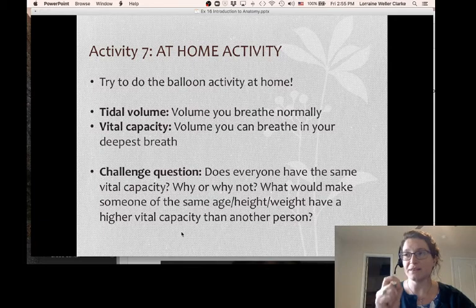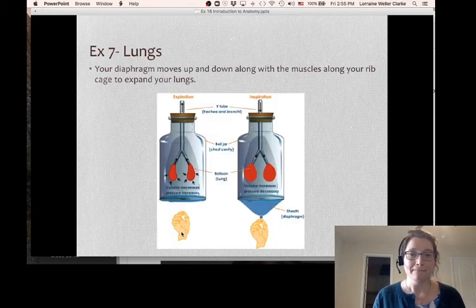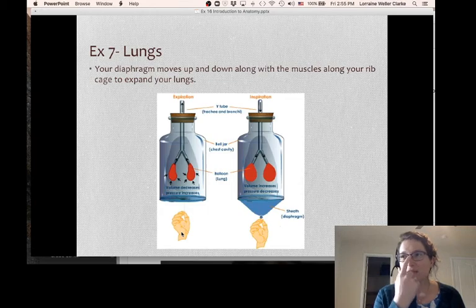Activity 7, make sure you read through it. I'm not doing it with you, so make sure you read through it, answer all the challenge questions, okay? And do it if you can. If you can't do it, then make sure you understand what you probably would have found if you did do it. All right, so this is the thing I was telling you about in the lab. We have this basically to breathe, diaphragm goes down. To exhale, diaphragm goes up. Okay.